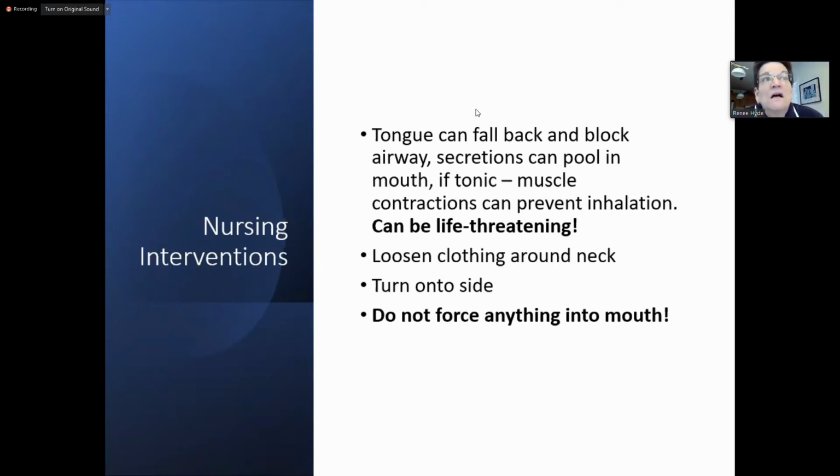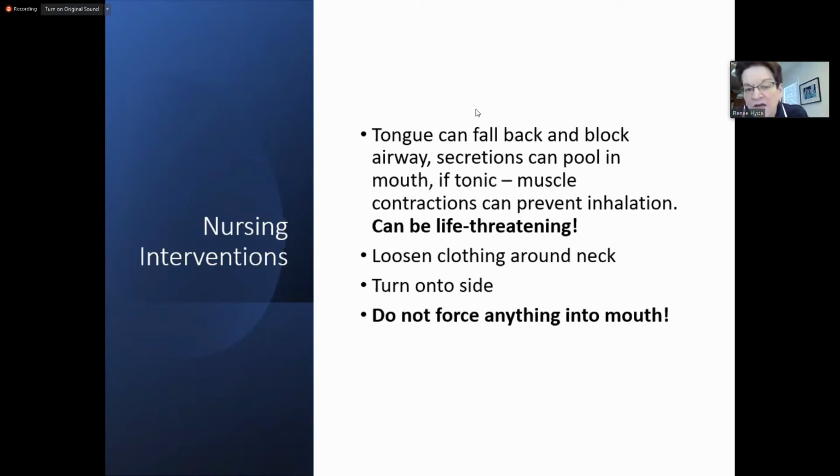Now, you saw in the video that I showed you that they put oxygen on that patient. As I said, don't try to do nasal cannula. Face mask or a Neuro bucket or just blow-by oxygen can be sufficient.